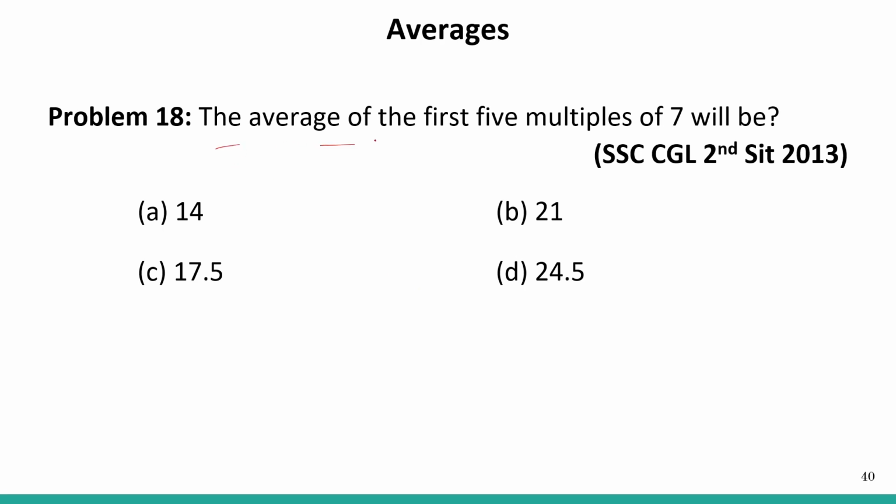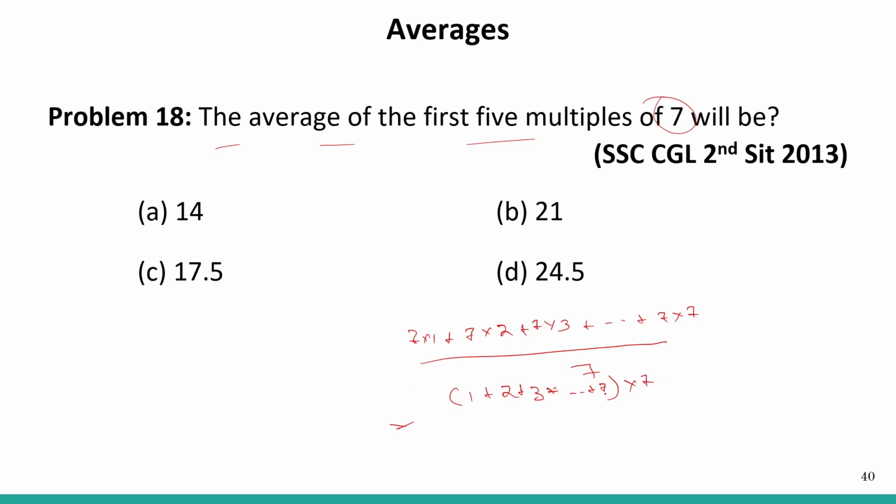So let's see, the average of the first 5 multiples of 7 will be what? So 7 plus 14 plus 21 plus what? We can also write it very cleverly, that is 7 into 1 plus 7 into 2 plus 7 into 3 plus dot dot dot plus 7 into 7. These are the first multiples of 7 and their average will be whole by 7. If we take 7 common, that is (1 plus 2 plus 3 plus dot dot dot plus 7) into 7, whole by 7.